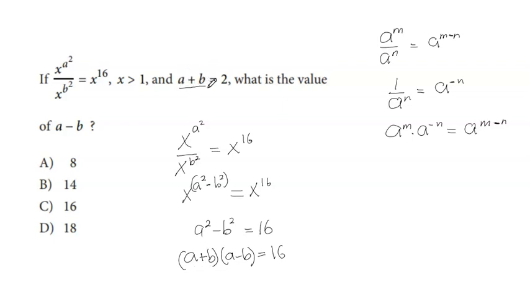We've been told that a plus b is equal to 2. So a plus b, which is 2, multiplied by a minus b in parentheses is equal to 16, right? So here it's clear, right? We just divide both sides of the equation by 2. So if we divide the left side by 2, we're going to end up with a minus b on the left side. On the right hand side, if we divide 16 by 2, we're going to get 8, right? So we look in the answers, and A is our answer.